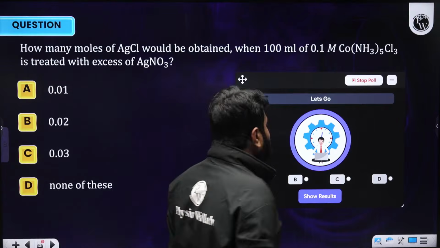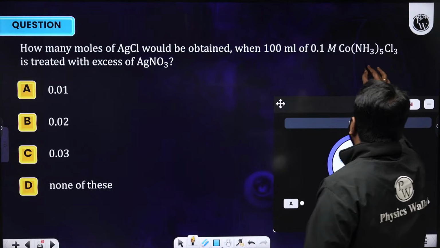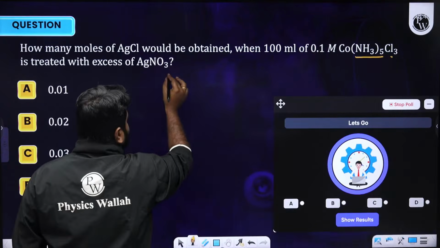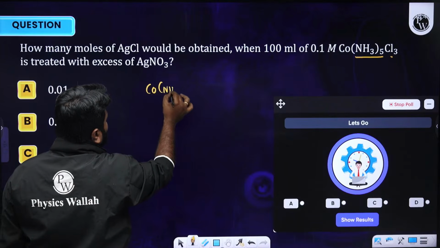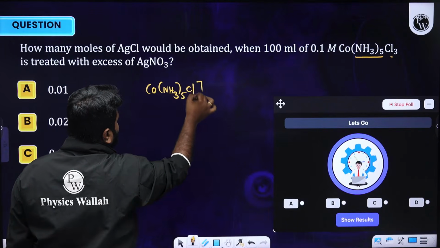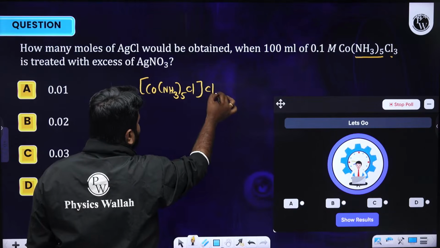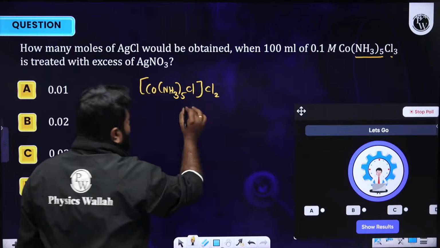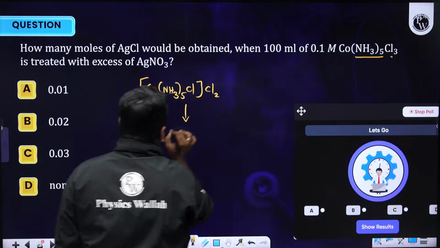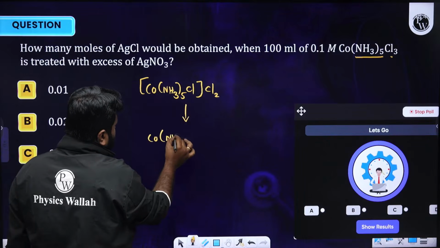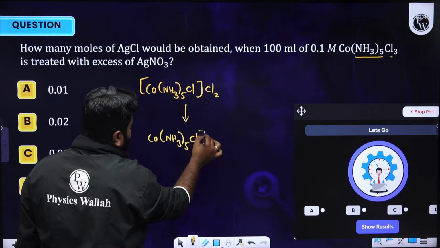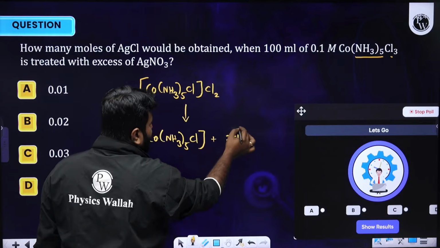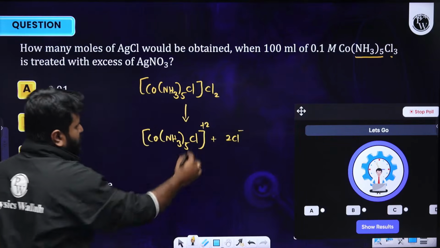How to solve this question? Very simple. First, we can see 5 ligands are there, and here 3. So coordination number will be 6. So what is the complex? [Co(NH3)5Cl], outside the square bracket we will have Cl2. We know very well how this will dissociate. This will dissociate as [Co(NH3)5Cl] and outside the bracket, 2Cl is there. That means 2Cl-, total minus 2 charge. So here we will have plus 2 charge.